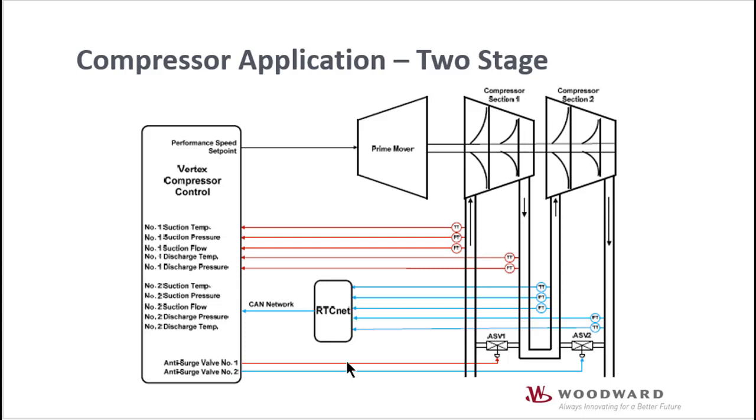If a second section is used, then to accommodate the additional I/O, an RTC net node can be used. So this allows for 8 additional analog inputs, and these are sent back to the Vertex on a CAN network.